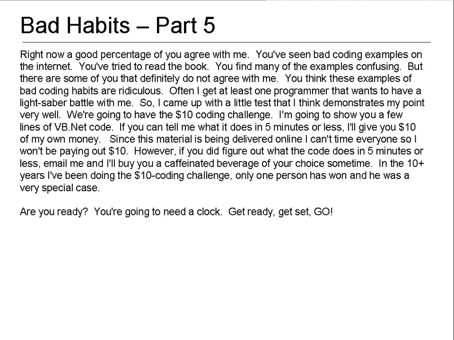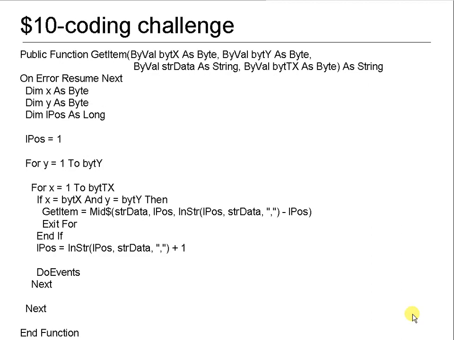So, you're going to need a clock, and I'm about to give you the challenge. So, are you ready? Get set, go. Here is the code. You've got 5 minutes. Now, I'm not going to make you suffer through the whole video. You should pause, time yourself, and when you're done, come back. No more than 5 minutes. Oh, by the way, I know it gets something from a string where there's a comma. I need it way more specific.